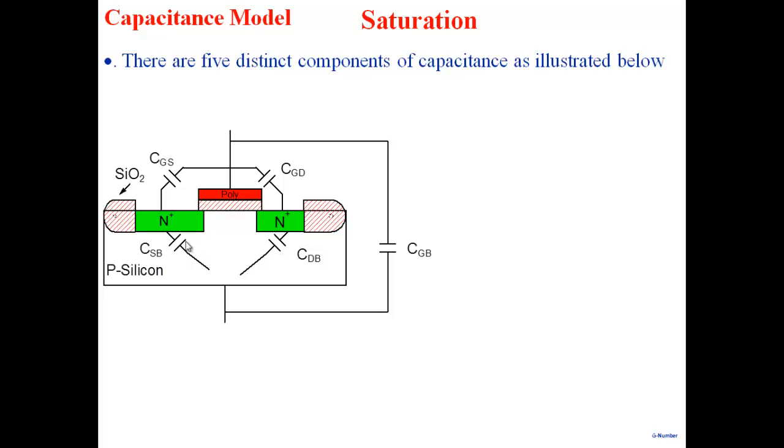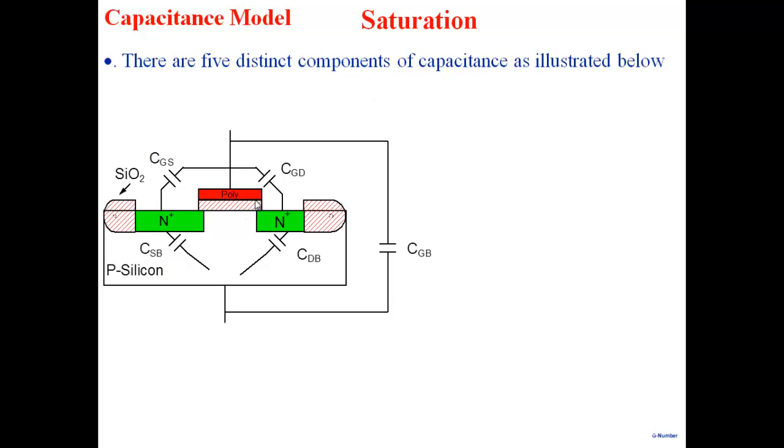Now, this one should be obvious. Source to body, what do I have? A diode, a PN junction diode. It's a reverse bias diode. A reverse bias diode has a capacitance in it. So that is obvious. Similarly, between drain and body, there's a diode here, so it's a reverse bias diode. So that's also obvious. Now, between gate and drain, well, now this is a little bit interesting.